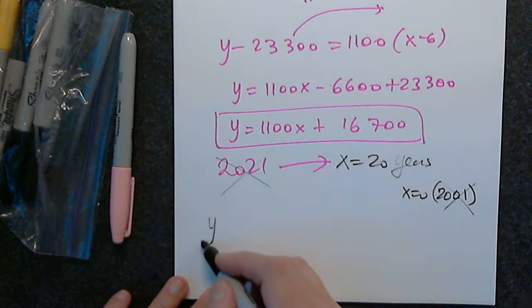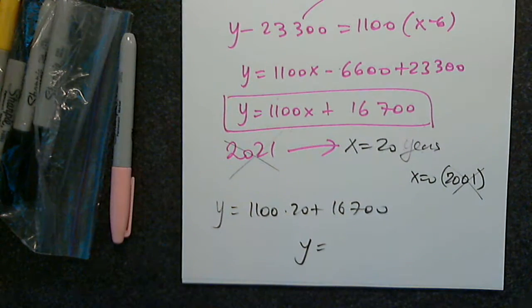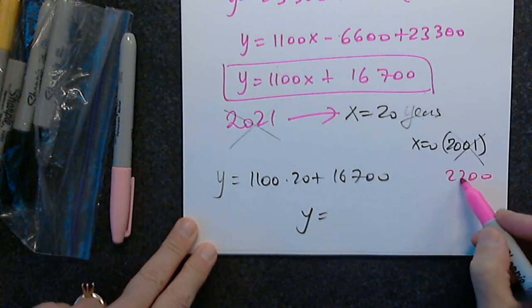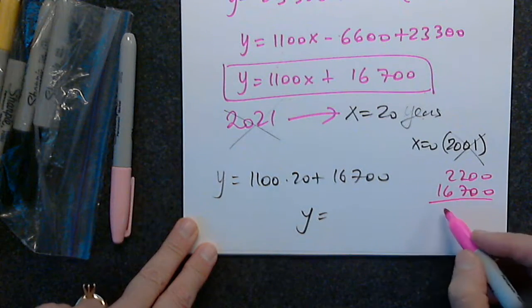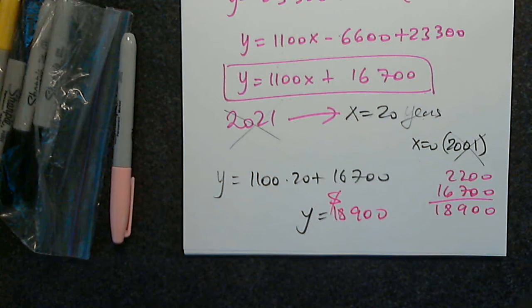Perfect. So all we have to do, y equals 1,100 times 20 plus 16,700. And if the trend continues, I hope not, but if the trend continues, please give me that number so we can move on. Do we have the number? So 22,000 and 16,700, I got 1,890. And this is US dollars. Any questions?